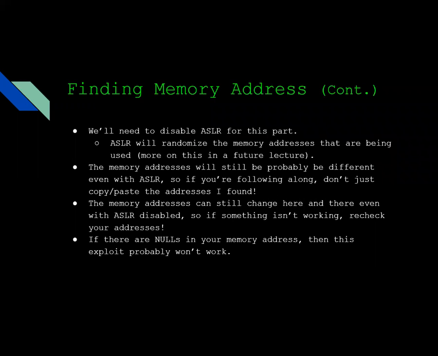We'll have to disable ASLR for this part because ASLR will randomize the memory addresses that are being used, and we don't want that to hurt our exploit. The memory addresses that I'm going to be using will still probably be different than the memory addresses that you'll have on your computer if you're following along. So please don't just copy and paste the addresses that I found. Maybe the addresses will be the same, but they could also be different. So just keep that in mind. If something in your exploit isn't working, then recheck your addresses and make sure that you're using the correct addresses for your system and not for my system.